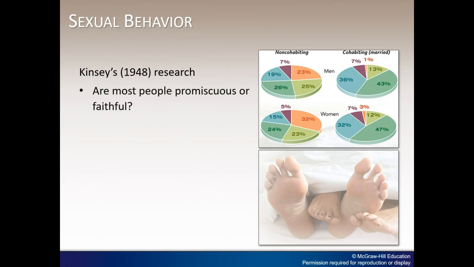In 1994, a more accurate, comprehensive study was completed by Robert Michael, who found that for most Americans, marriage and monogamy rule sexual behavior. Married couples reported having sex more frequently than other categories of couples.